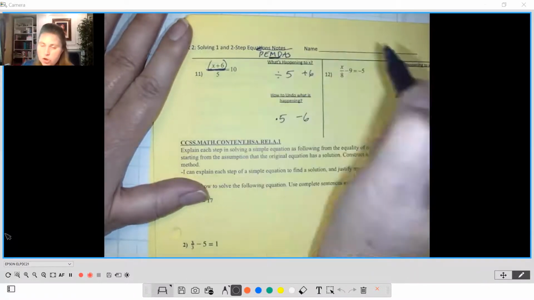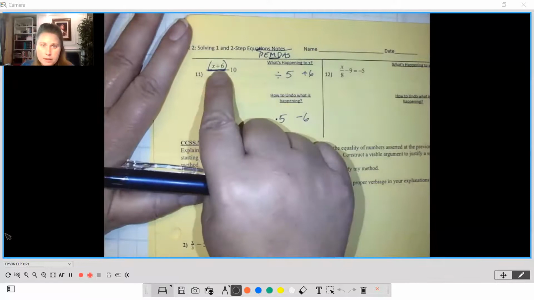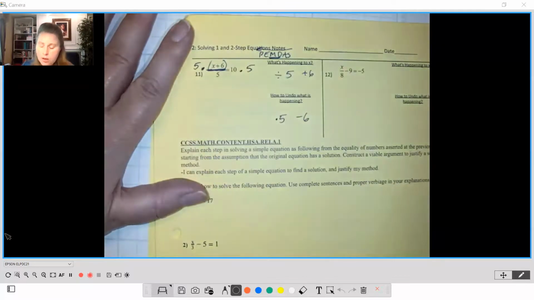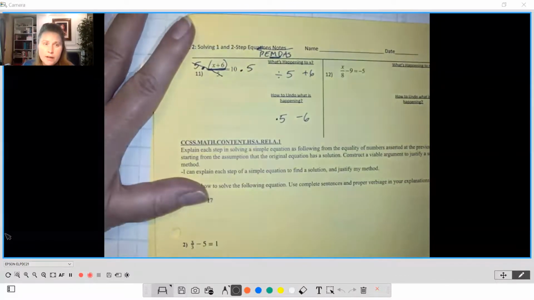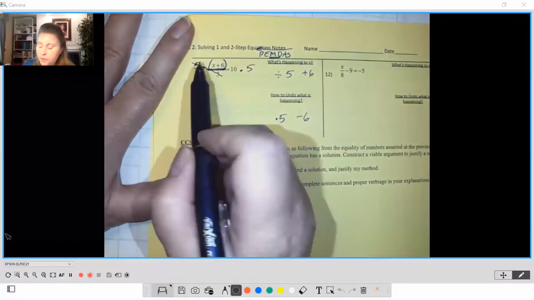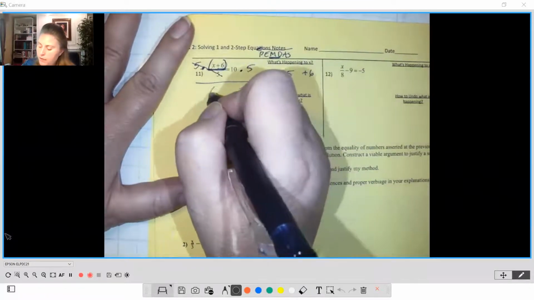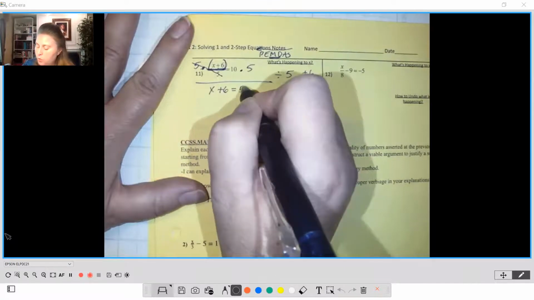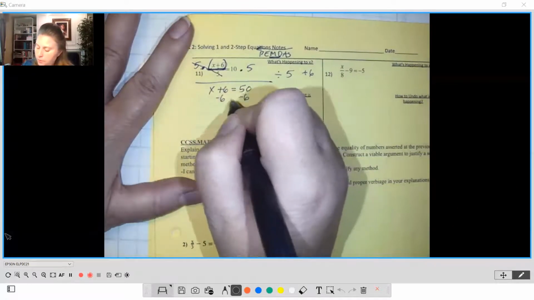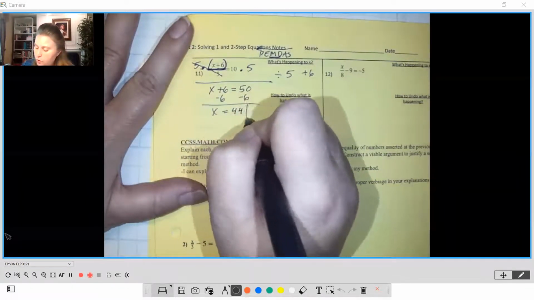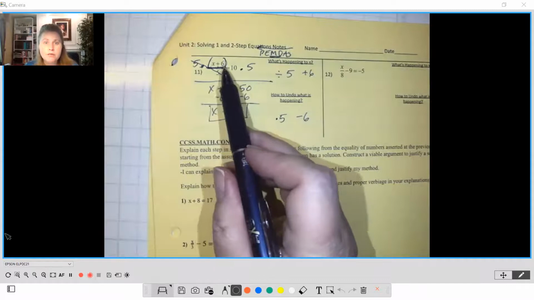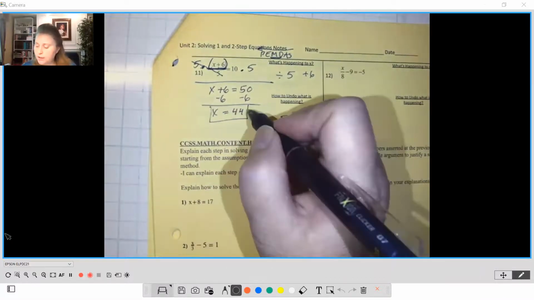So then we move on to the multiplication and division. Our quantity x plus 6 is being divided by 5, so we need to multiply by 5. Whatever I do to one side, I have to do to the other. A 5 in the numerator cancels out a 5 in the denominator when we just have two things multiplied together, this quantity times 5. So then we simplify, we have x plus 6 equals 50, and then we subtract 6 from each side to get x equals 44, and then we will check our answer. 44 plus 6 is 50. 50 divided by 5 equals 10. So that checks out.